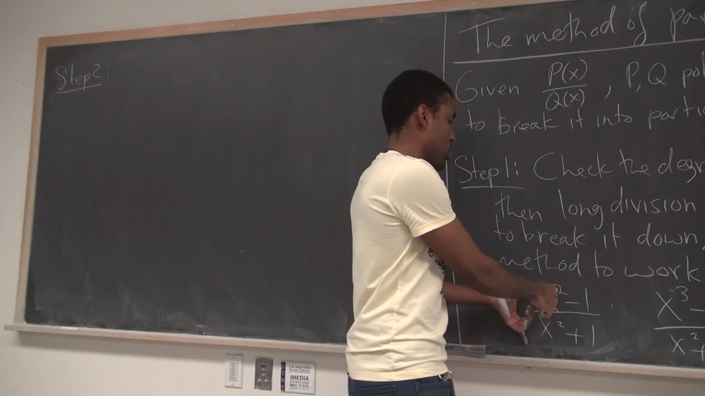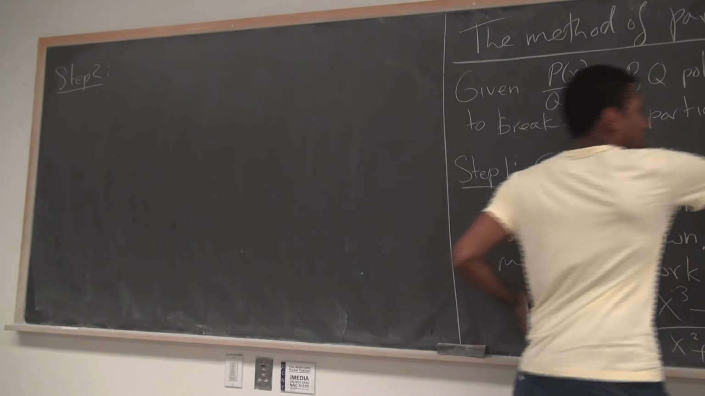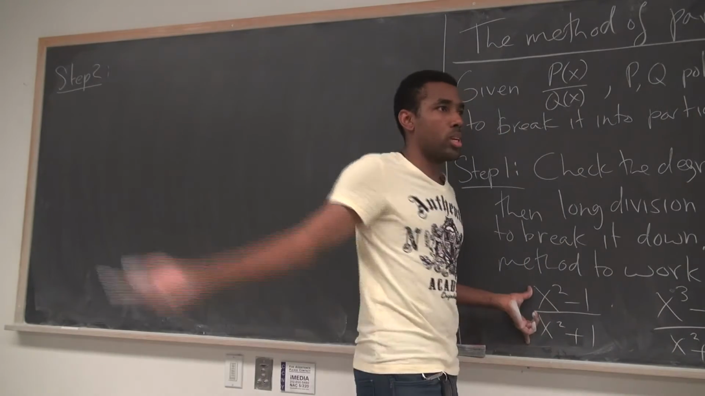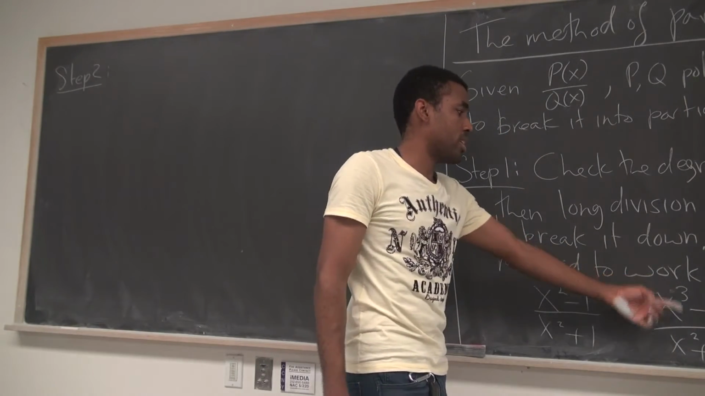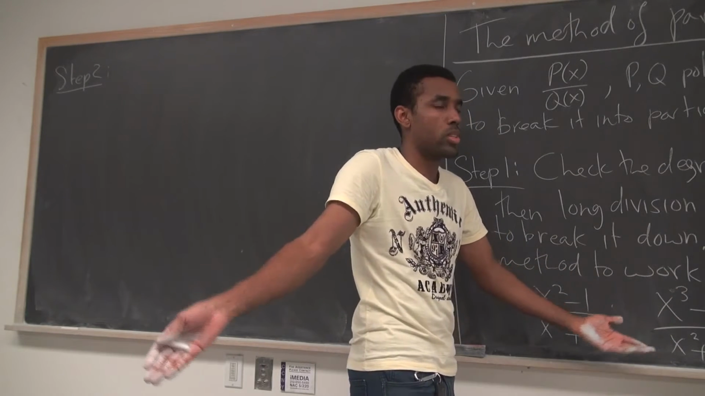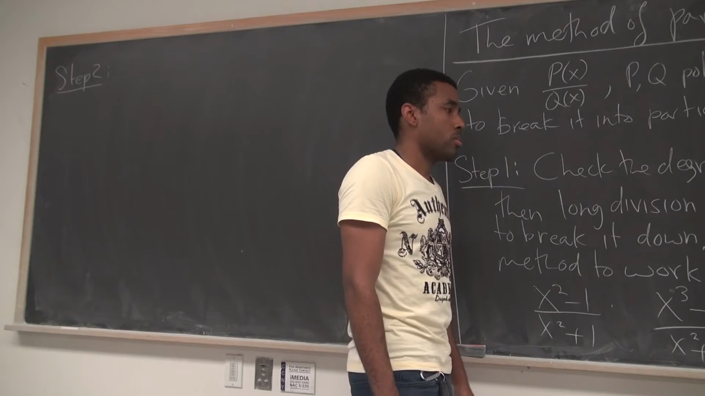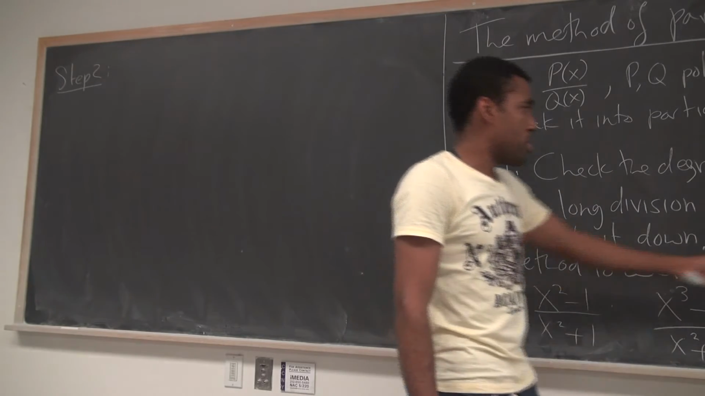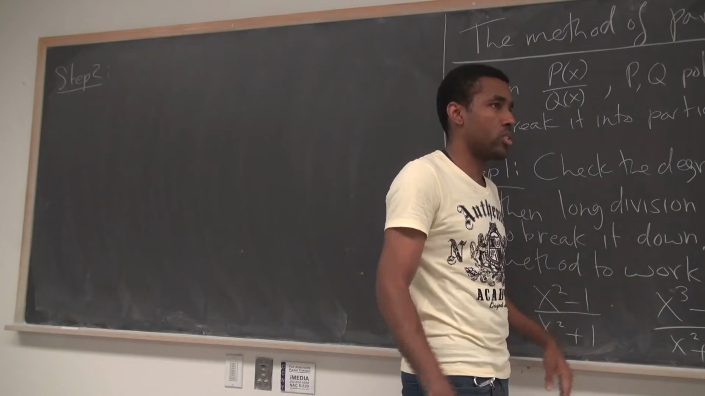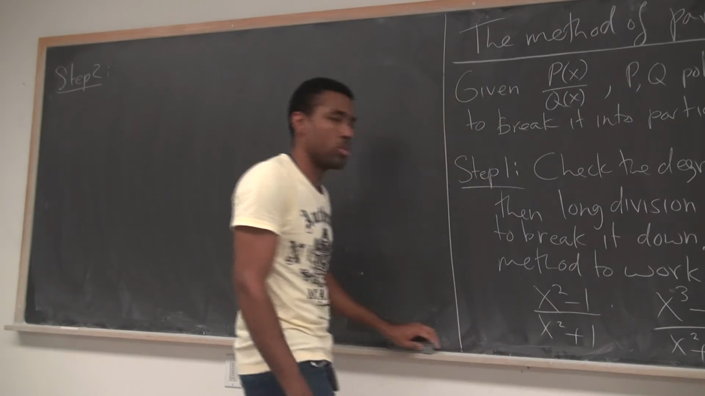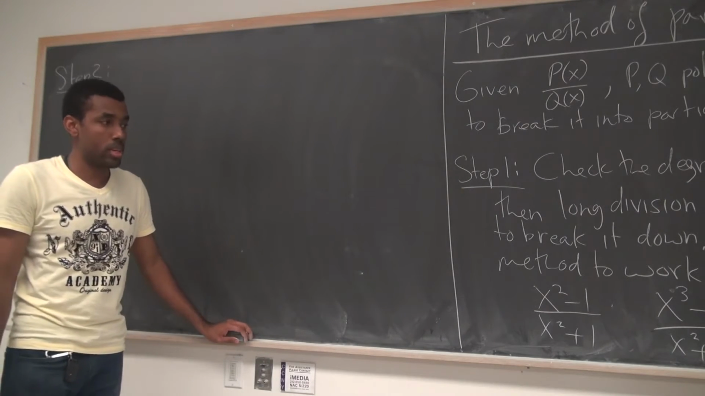Here the degree of p is 2, the degree of q is 2. It's equal. So what we did was a long division. Or if this is a cubed and that's a square, again, you do a long division. You try to simplify it first. The degree of p must be less than q for this method to work. So if that's not the case, you don't do this. You simplify first. You need the smaller power on the top.